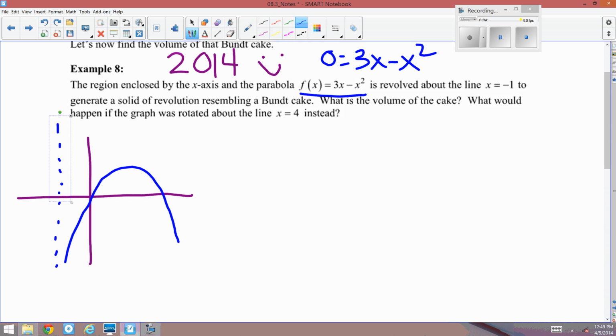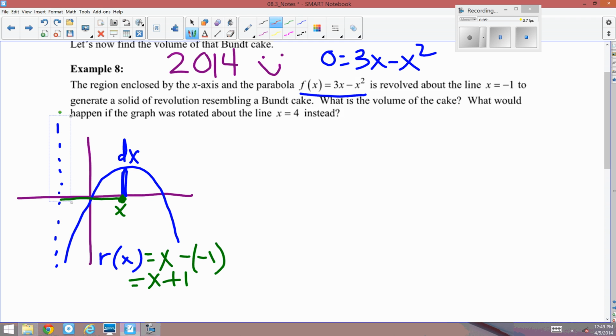So if I have my dx here, that's parallel to that axis, so we're going to use the parashell method. My radius is going to be from here to here. So it's going to be my x value, whatever one I pick, minus -1. x minus -1, or x plus 1. My height is going to be the function minus 0.